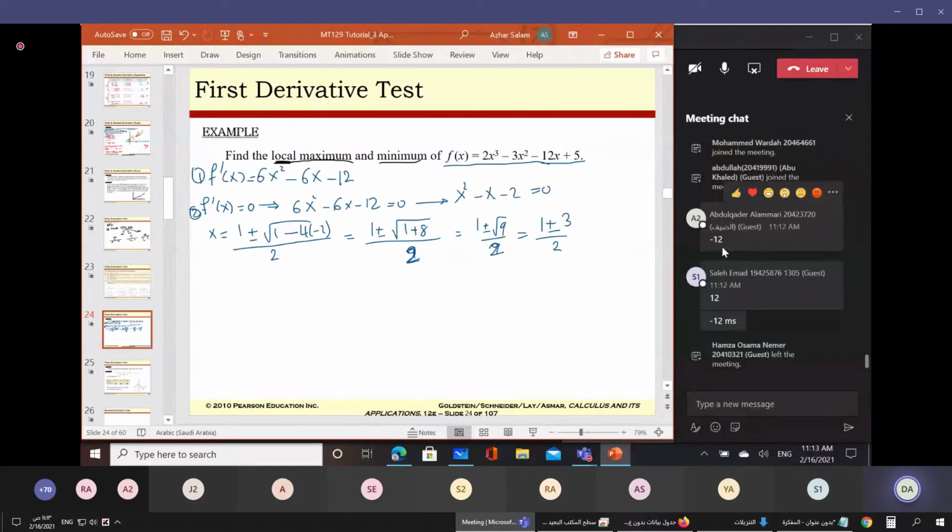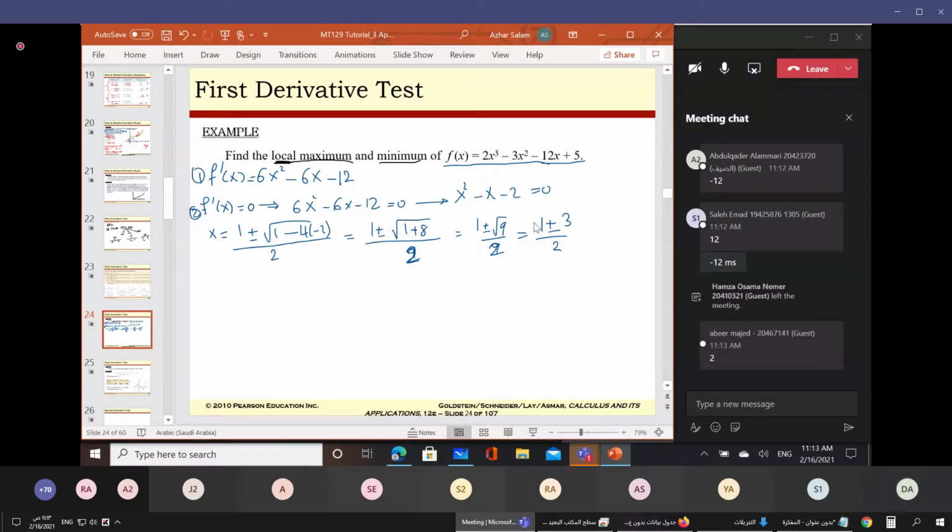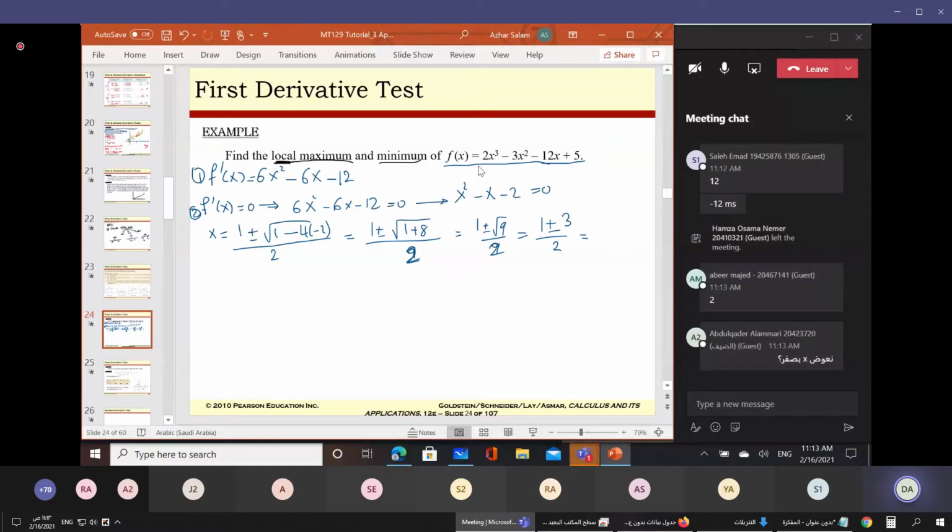Which one minus 12? Minus 12. Do we have mistakes here? Which one is minus 12? What do you mean by this? Here I have 6 minus 12.